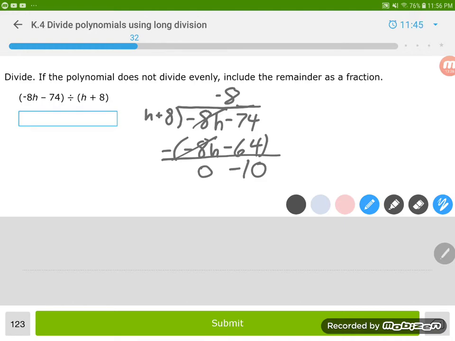I cannot continue to divide with this. H cannot divide into negative 8. So that is my remainder. So I'm going to write as my final answer negative 8, because that's what could evenly divide. And then my remainder was plus negative 10, all divided by h plus 8, the original thing I was dividing by. So we'll go ahead and write that.